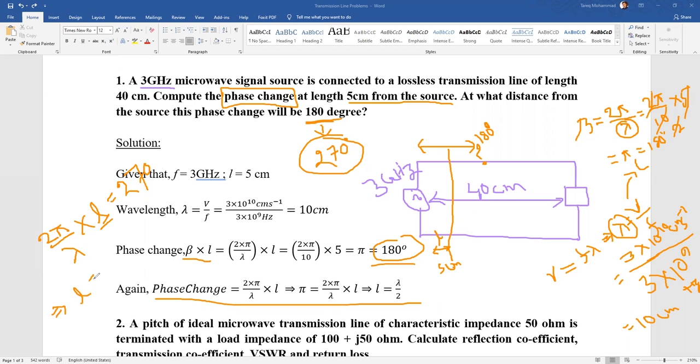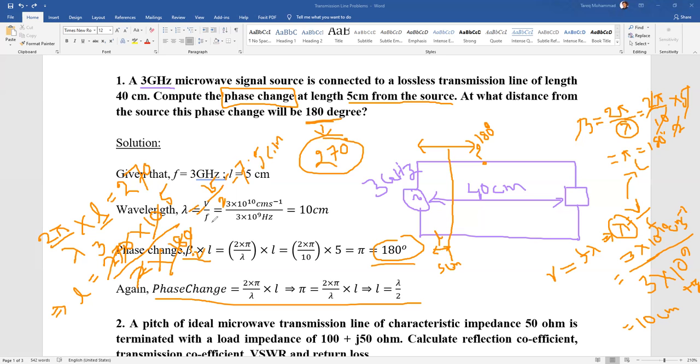So let's solve it. L is equal to 270 into lambda, where lambda is 10 centimeter, we found out, divided by 2 into 180, because pi means 180 degree. So divide it, 9 three times, 9 two times, and this is 2 5. That means 15 divided by 2, or 7.5 centimeter.